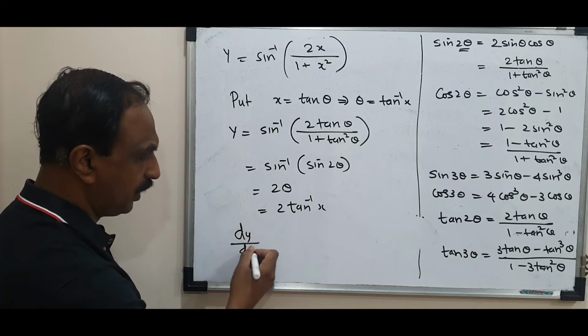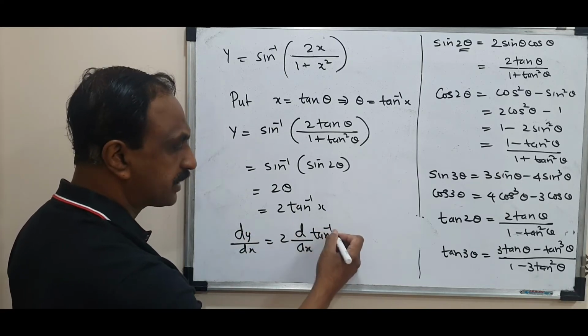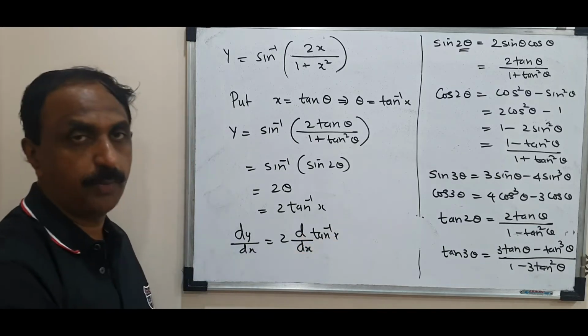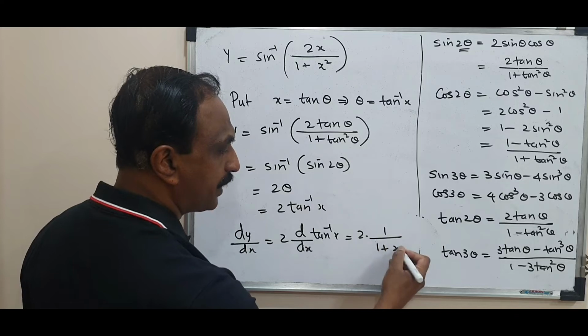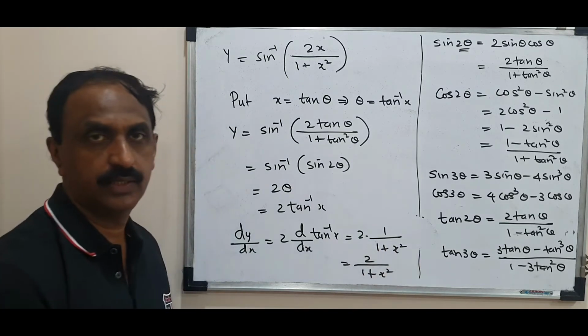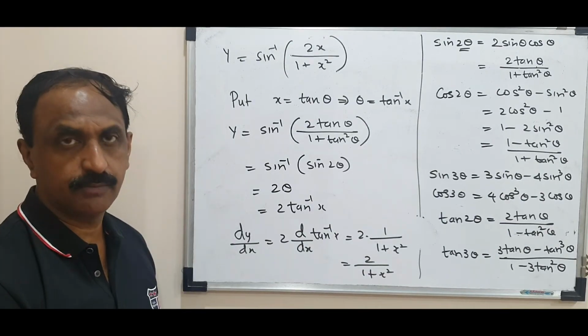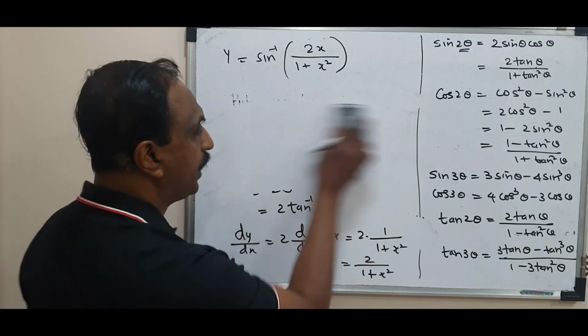So dy by dx will be 2 into derivative of tan inverse x. In the last session, we learned the formula for the derivative of tan inverse x. So 2 into 1 upon 1 plus x square. So your answer became 2 upon 1 plus x square. This is how we can calculate this. Now let's have a look at another, a little more complicated one.